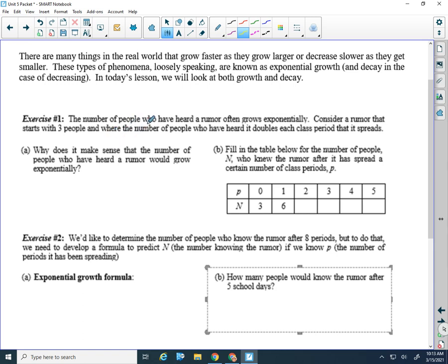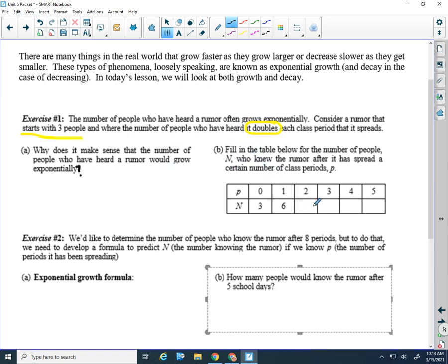Number 1. The number of people who have heard a rumor grows exponentially a lot of times. Consider a rumor that starts with 3 people, where the number of people who have heard it doubles each class period that it spreads. So why does it make sense that the number of people who've heard a rumor would grow exponentially? Well, think about it. If you tell a couple of people a rumor, they're going to tell a couple of people a rumor, and more and more and more people will know. So it's going to start with only a little bit, and then it's going to get super big.